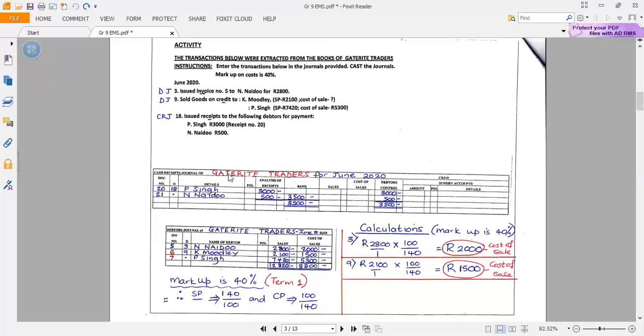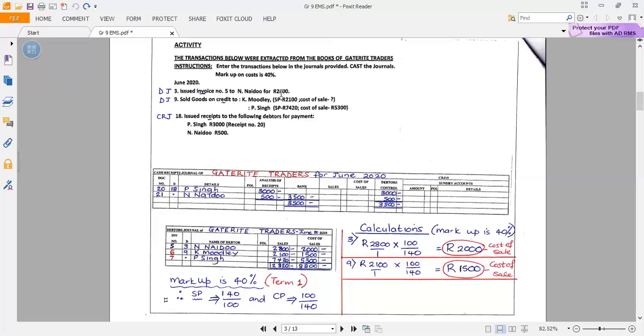So let's look at the transaction now. Remember, learners, we need to analyze each transaction and understand in which relevant journals we need to post. So for the third, it reads, issued invoice. Can you see the word invoice here? Invoice means we have issued an invoice, but there was no cash transmitted. So issued invoice number 5 to N. Naidu for 2,800, which means N. Naidu has made a purchase from Gateway Traders for the amount of 2,800.